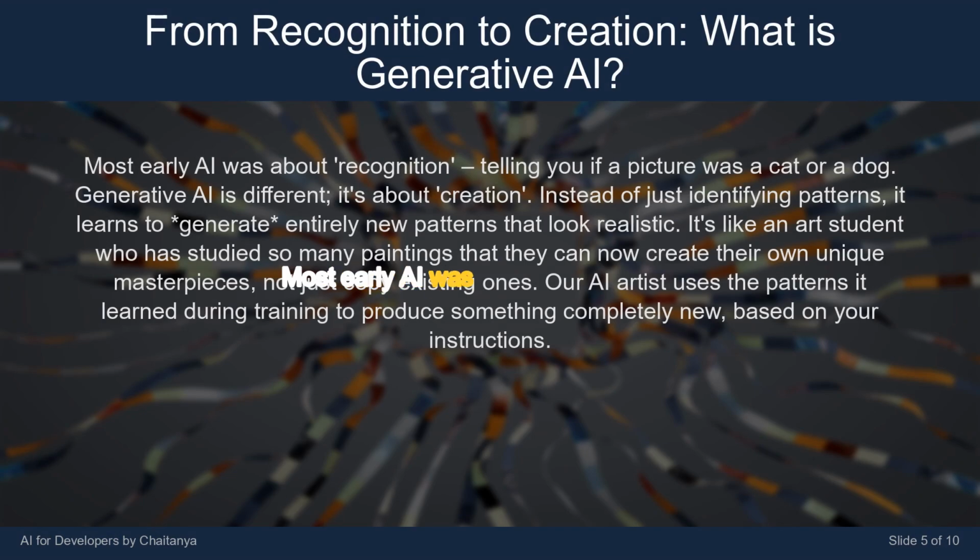Most early AI was about recognition, telling you if a picture was a cat or a dog. Generative AI is different. It's about creation. Instead of just identifying patterns, it learns to generate entirely new patterns that look realistic. It's like an art student who has studied so many paintings that they can now create their own unique masterpieces, not just copy existing ones. Our AI artist uses the patterns it learned during training to produce something completely new, based on your instructions.